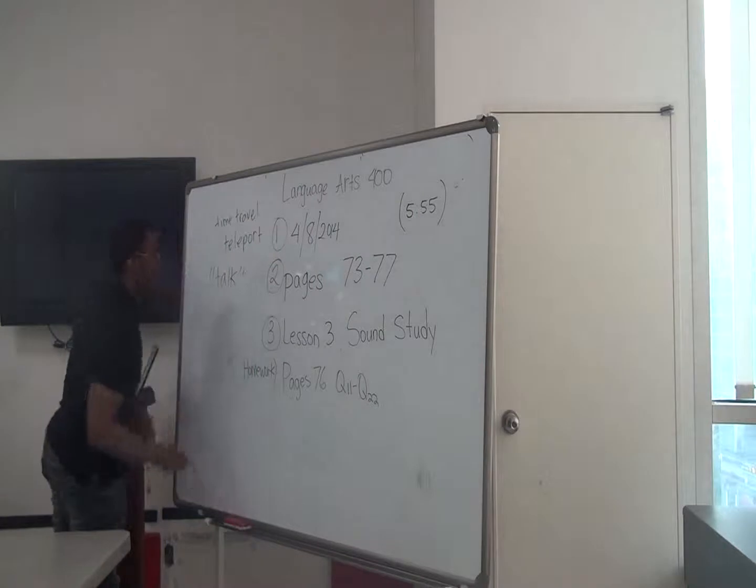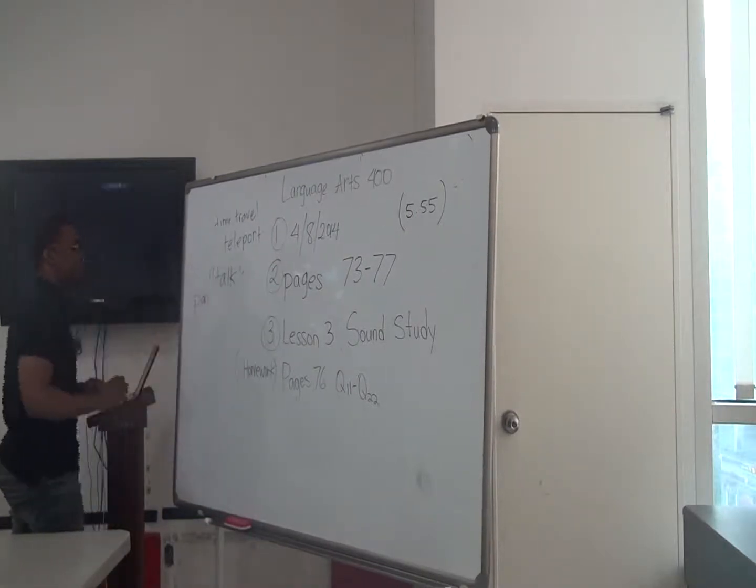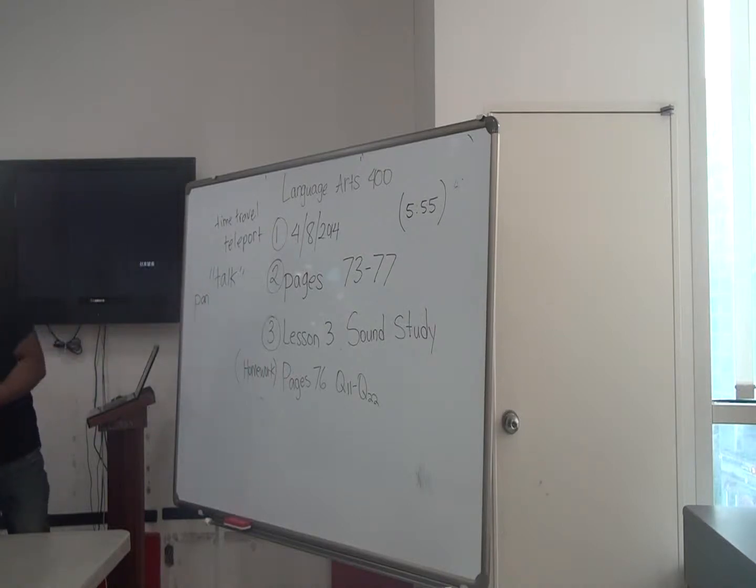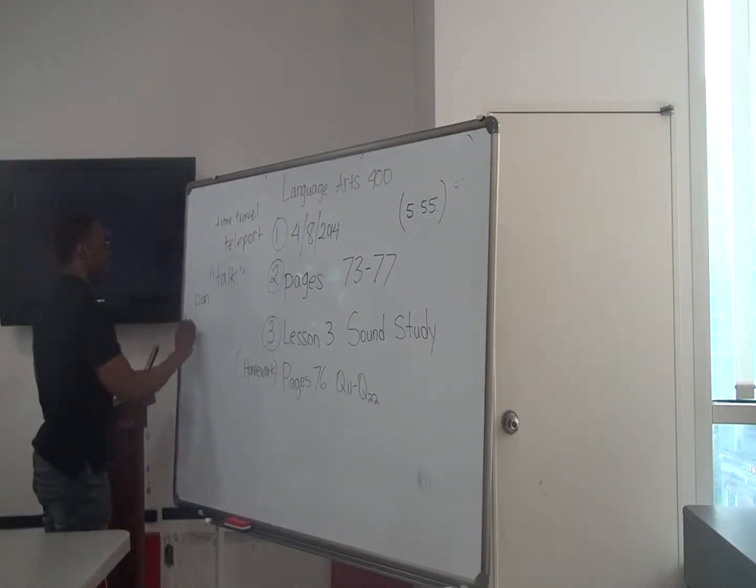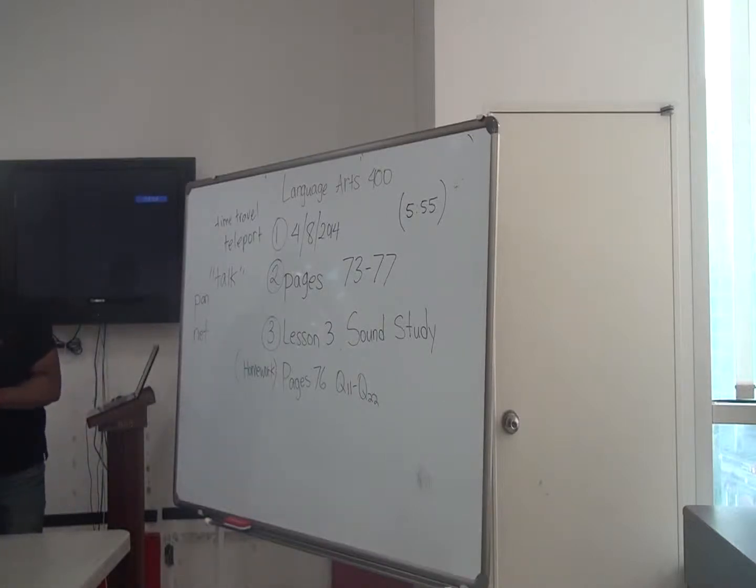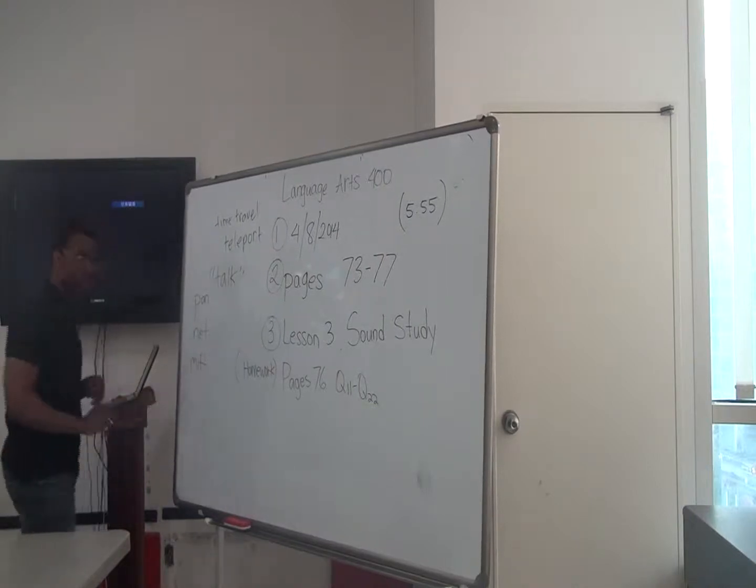So the first word is pen, okay? Now in the word pen, which letter is the vowel? A, very good. Does it make a short sound or a long A sound? Short. Short A sound, okay, very good. Our second word is net, okay? Short E or long E? Short E, very good. And what about mitt? Short I. Short I, very good.